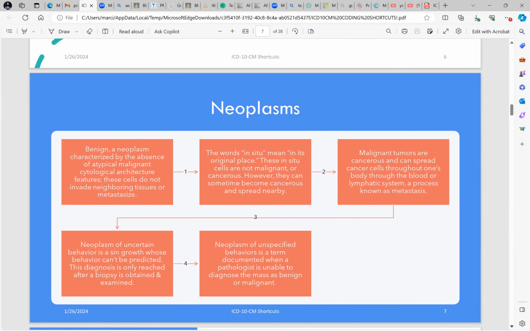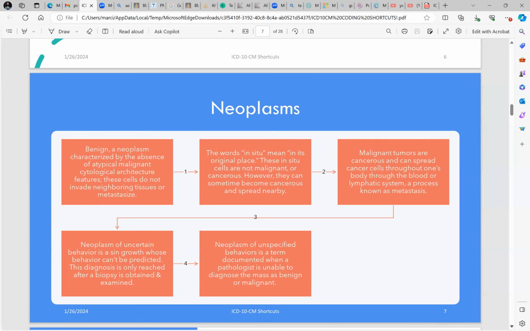Benign. Benign is a word you may see often. Now, a lot of these you're going to see if you're dealing with oncology, neoplasm, cancer. You're going to see benign, in situ, malignant, neoplasm of uncertain behavior, or neoplasm of unspecified behavior. And let's go through and talk about these things and the differences. So benign is when a neoplasm is characterized by the absence of atypical malignant cytological architecture features, which means there are no malignant cells. These cells do not invade neighboring tissues, nor do they metastasize. That means they do not spread.